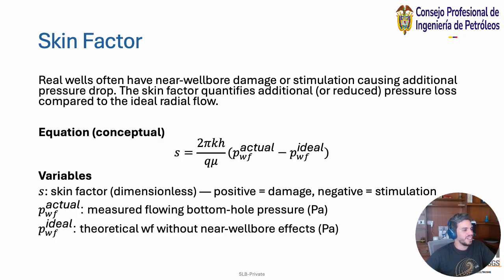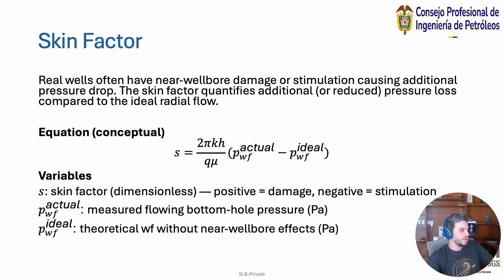One thing to note is that if it's positive, that means there's damage. So the skin factor, essentially, that's bad. You want your skin factor to be lower, and if it's negative, then you're actually seeing a stimulation, which means you're seeing a better flow rate, right? And that makes sense based on the actual minus the ideal, right?